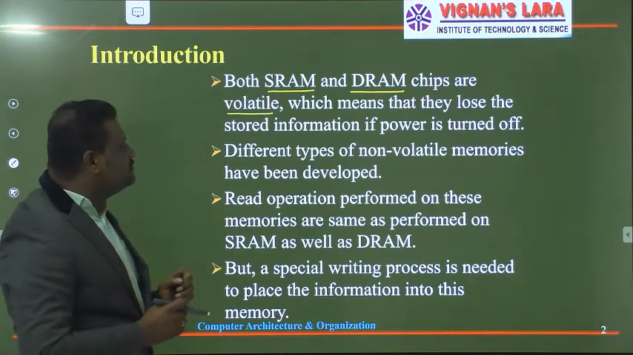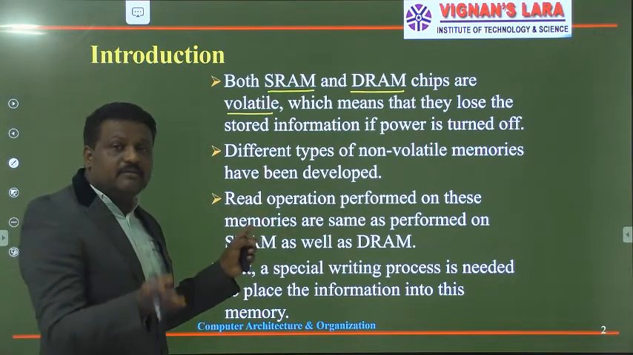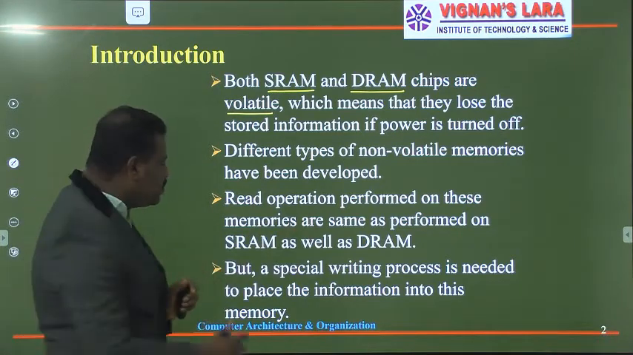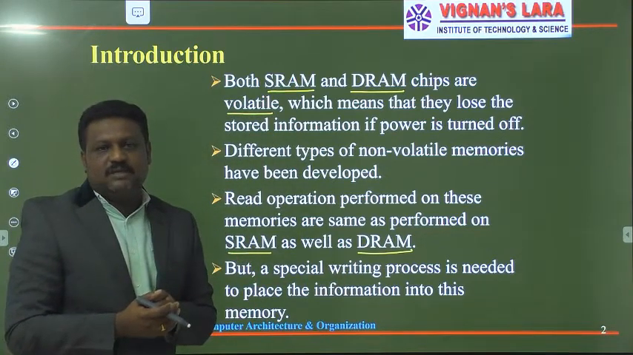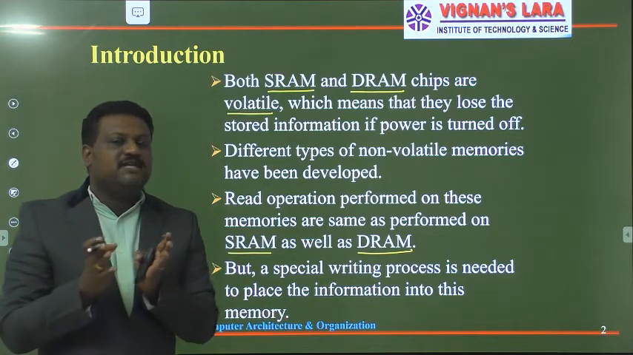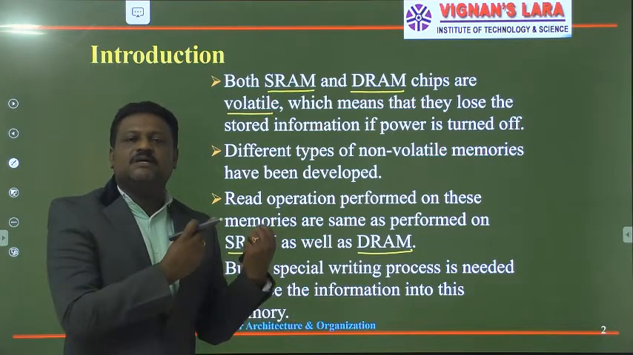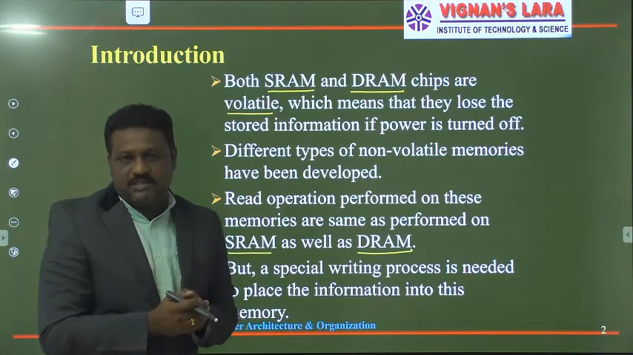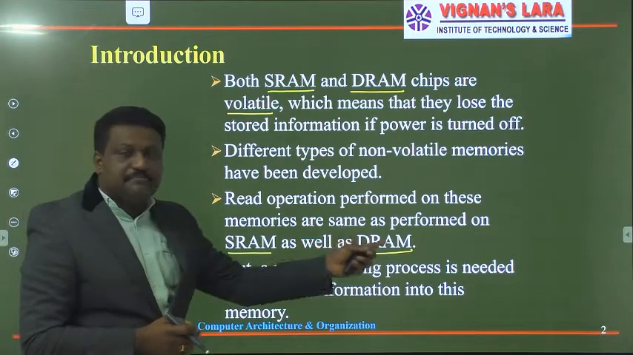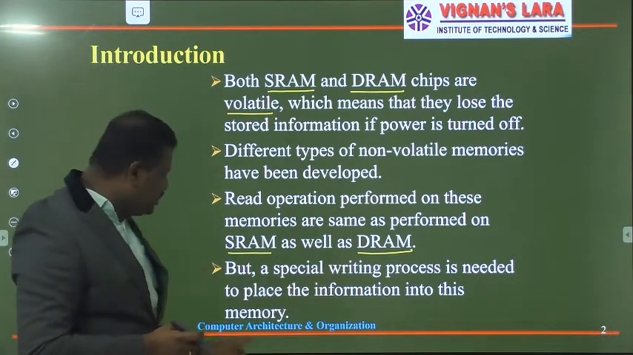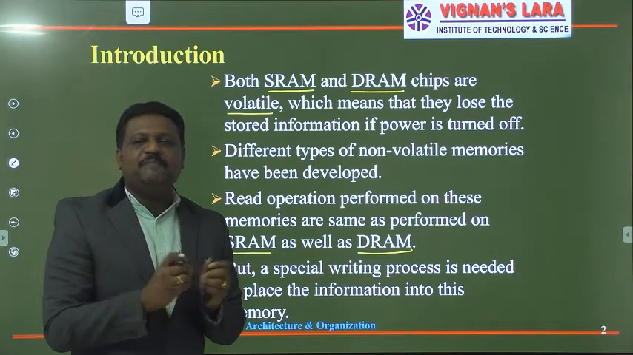Different types of non-volatile memories have been developed. The read operation performed on these memories, that means read-only memories, is the same as that performed on SRAM as well as DRAM. The way we do a read operation on the locations of static random access memory and dynamic random access memory, in the same way we do a read operation on these read-only memories or non-volatile memories. But the write operation is completely different. A special writing process is needed to place the information into the memory. So the read operation is the same as SRAM and DRAM, but the write operation is completely different.